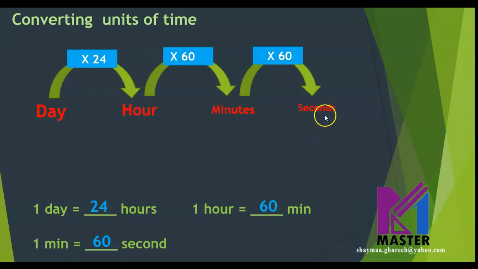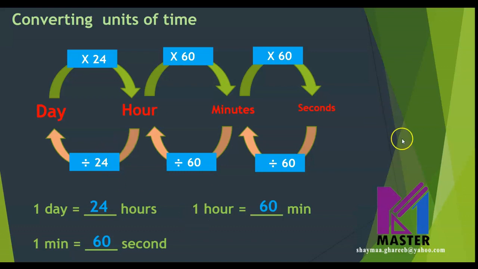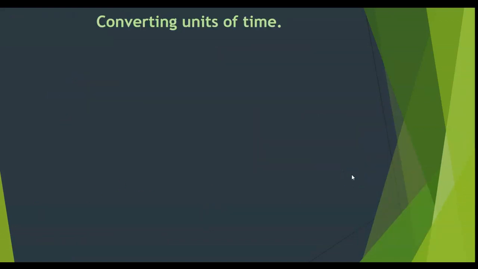What if we have seconds and we want to change them into minutes? So from seconds to minutes, I'm going to divide by 60. From minutes to hours, I'm going to divide by 60. From hours to days, I'm going to divide by 24. Is this clear? Now, let's start to do some conversions.